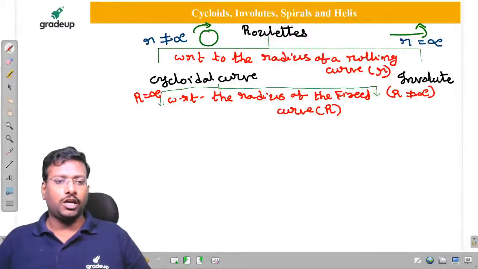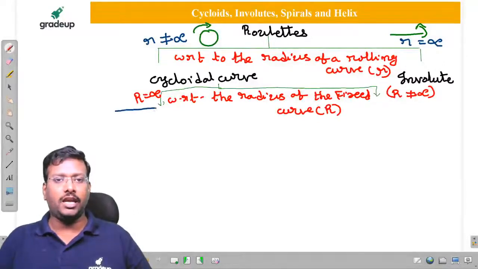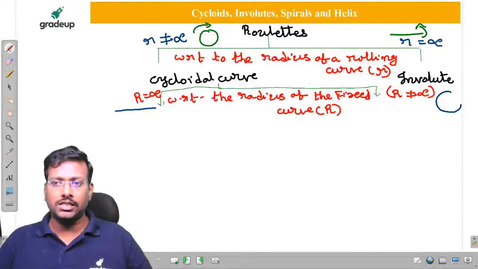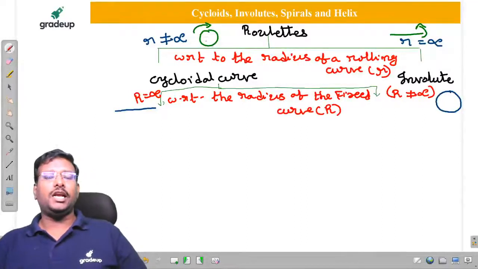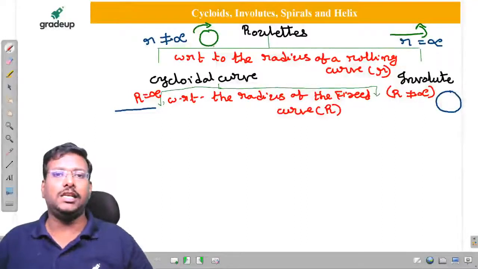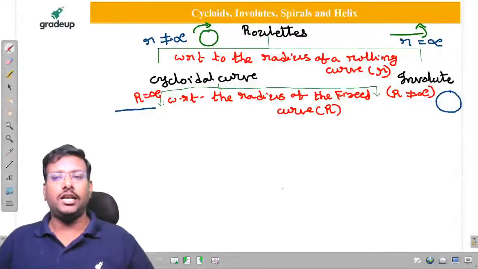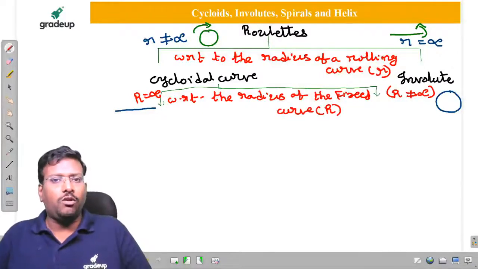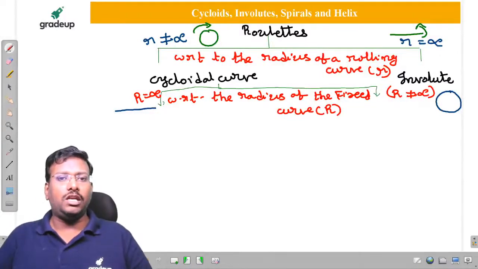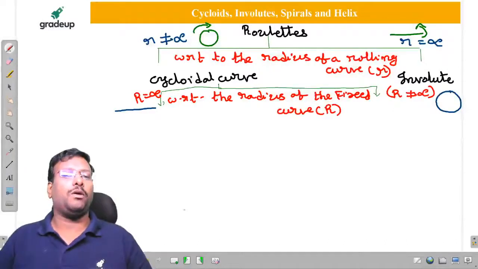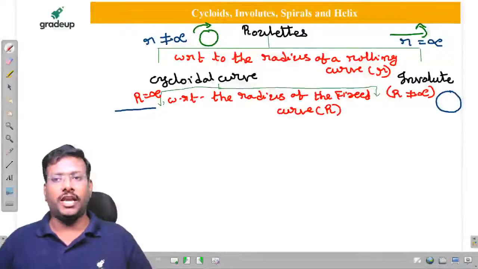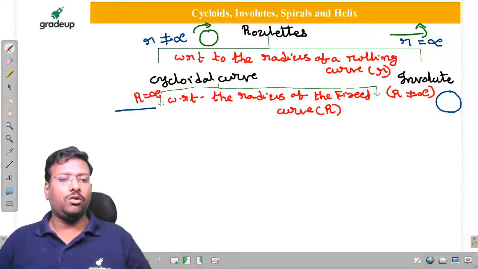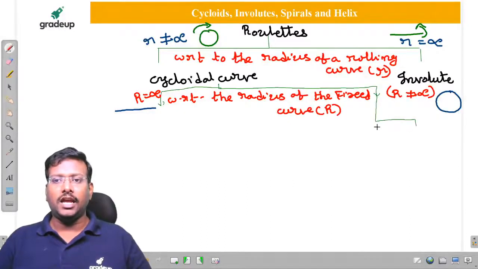So here you observe capital R, I am drawing it in blue color. Green color is related to the rolling curve, and blue is related to the fixed curve in this case. So, sir, why are you dividing it? Whenever R is equal to infinity, only one type of curve will be there. Whenever R is not equal to infinity, if it is a circle, again it is divided into two categories.